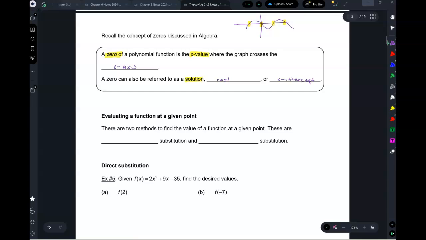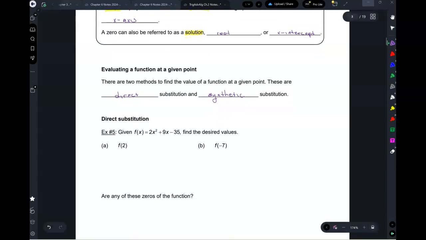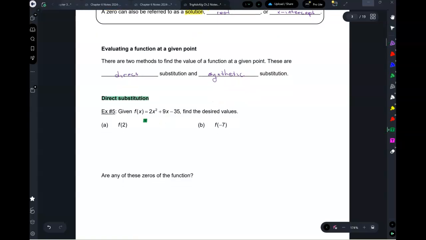Okay, moving along from that. There are two methods to find the value of a function at a given point. These are direct substitution and synthetic substitution. Okay, let's talk about direct substitution. So look at what I have. f of x is equal to this. We want to find f of 2. Okay, we directly substitute 2 in there.